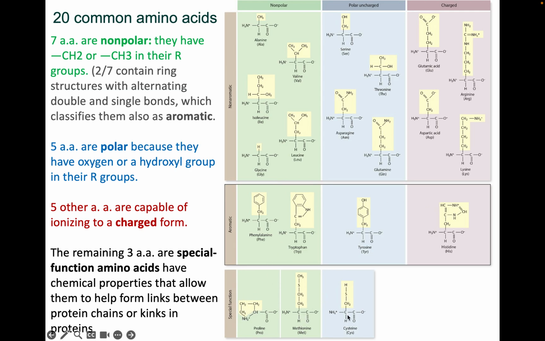These guys have special functions. Methionine and cysteine are special because they have sulfur. And what sulfur does is it loves to create bonds with other sulfur atoms. So if, for example, two cysteines are together, they directly connect with each other through sulfur. That's called a disulfide bridge: di meaning two, sulfide for sulfur, and bridge. So two sulfurs create a bridge. That's why they're special.